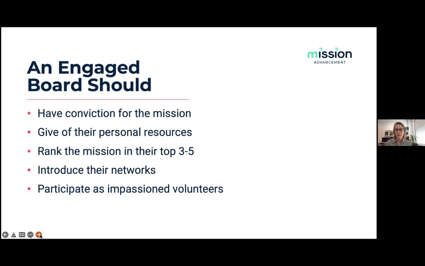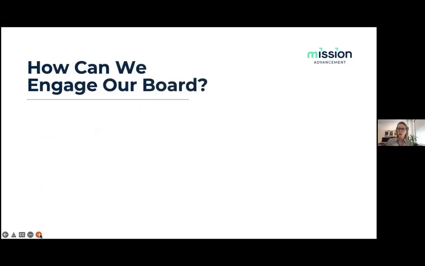And that can take a lot of different forms and a lot of different levels. So that's got to be very organization specific, but defining that for your board is really important. So how do you do that? How do you engage a board that may be lacking in some of those areas? Well, number one is you can get them some training, and that can be free, that can be paid for. There's lots of ways to do that.